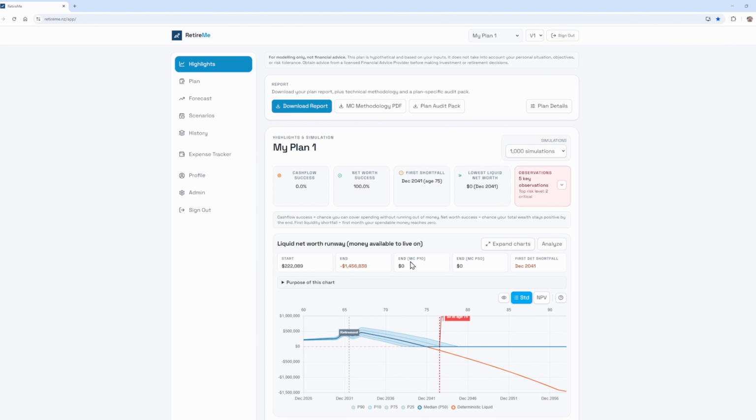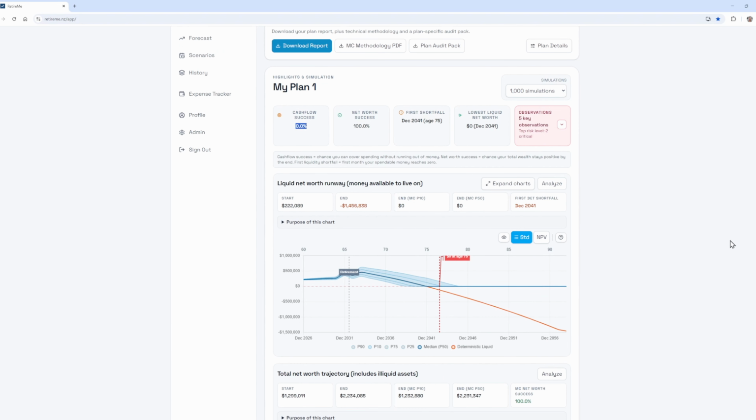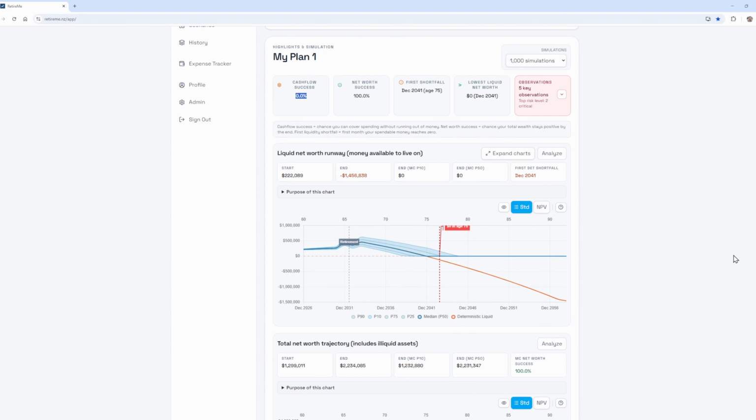Right, so there is the plan. It's got a 0% success rate. Isn't that a bit disappointing? Okay, but let's look at why. So there's two very important charts. This is your liquid runway. It's how much cash you have to live on over time going forward.